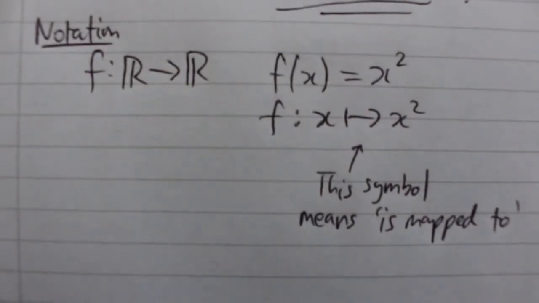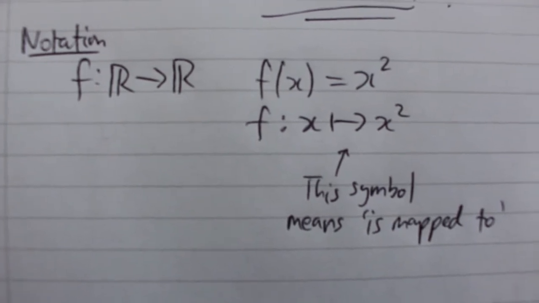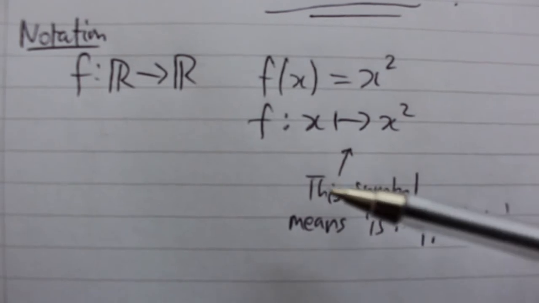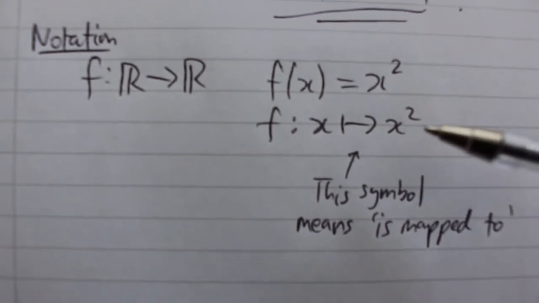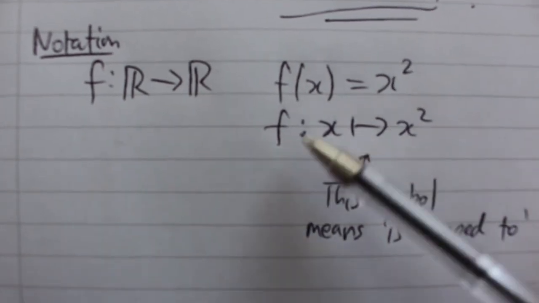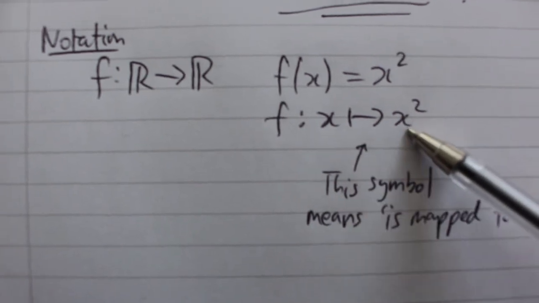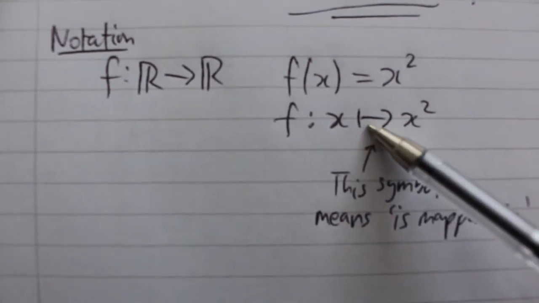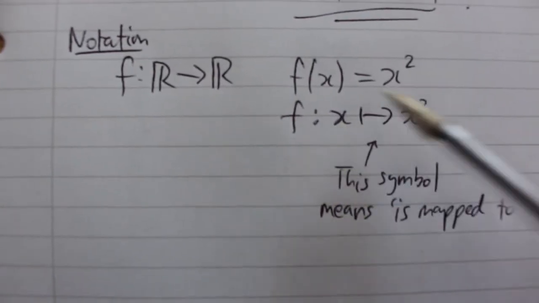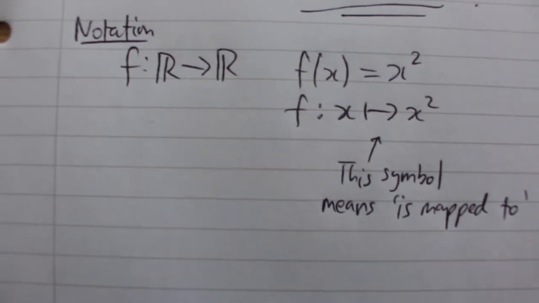There's just one last piece of notation we need to cover, and that is that a function doesn't have to be written down in the form f of x equals something. There's some different notation you can use to specify a function. Instead of writing f of x equals x squared, you can write f colon x and then this arrow with a hook, x squared. And this symbol here in the middle means maps to. So f is the function that maps x to x squared. So that's some other notation you have to be familiar with.